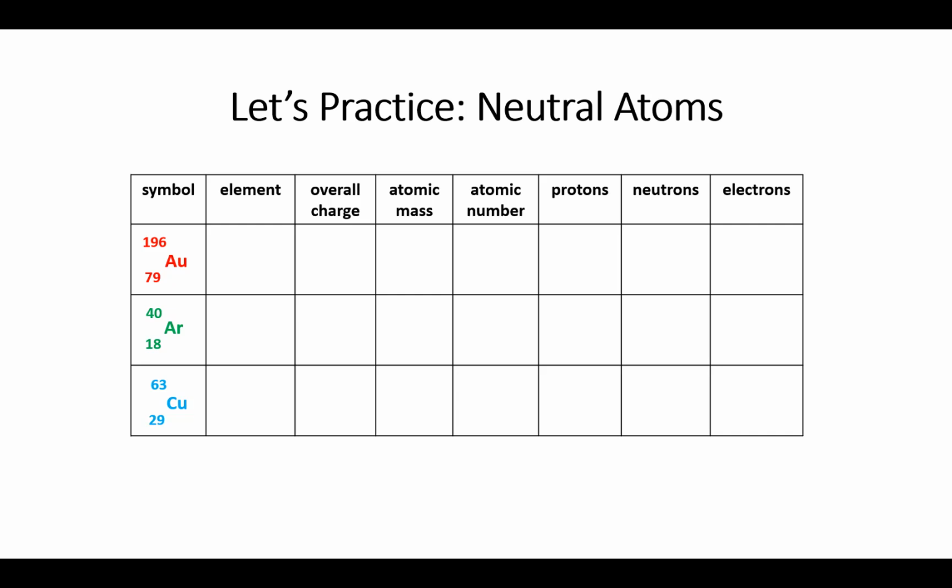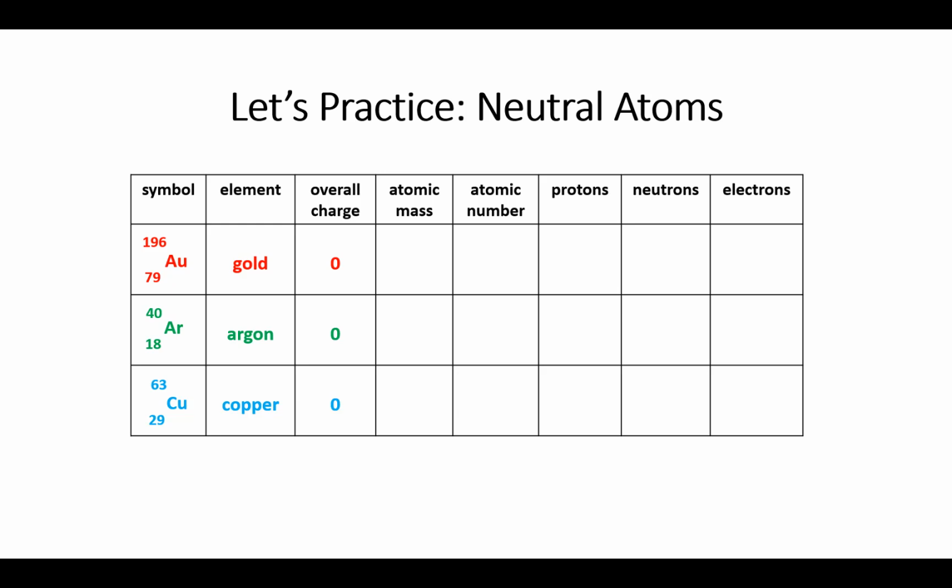First of all, I want you to look at the symbols. I've got Au, Ar, and Cu. Please take out your periodic table and figure out what element I'm referring to by using those symbols. Hopefully you took a moment and paused the video and figured out that Au is gold, Ar is argon, and Cu is copper. The second column is overall charge. Notice that there's no charges shown in the upper right-hand corner of any of these atoms, and that's because I chose neutral atoms to start you off with, and therefore the overall charge is 0 on all 3.